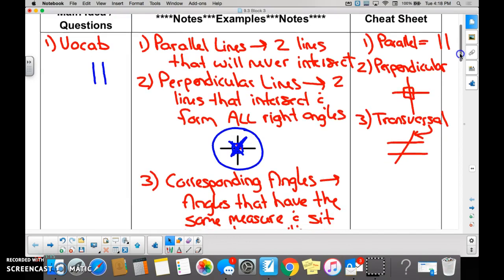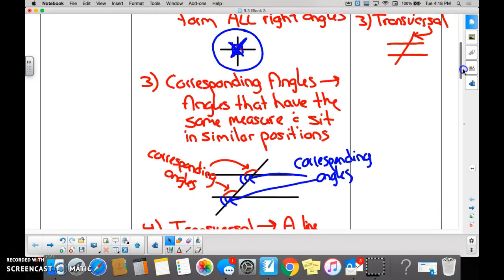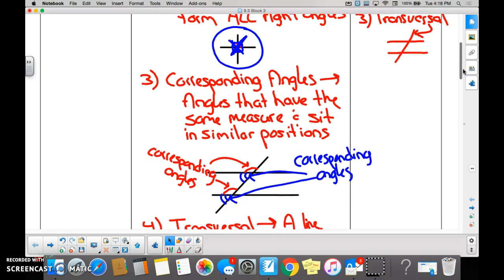Corresponding angles, probably the trickiest of all, would be angles that have the same measure and sit in similar positions. Okay, so we have a couple of examples of corresponding angles. We have two parallel lines. So here's a parallel line along with this one. And then it is being cut by this line right here. They're both being cut by that line. And corresponding angles would be angles that have the same measure and sit in the same position. So we identified this spot right here and this spot right here. So in red and black, we have corresponding angles.